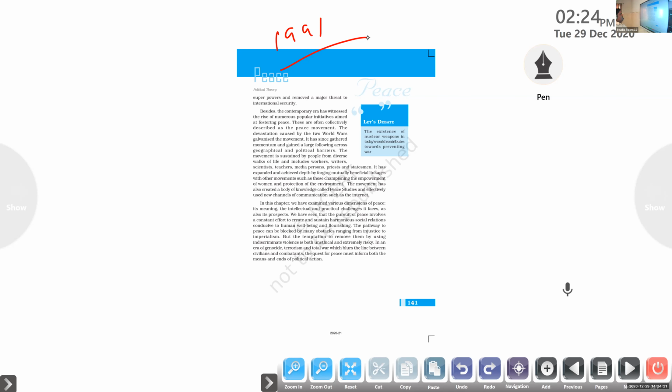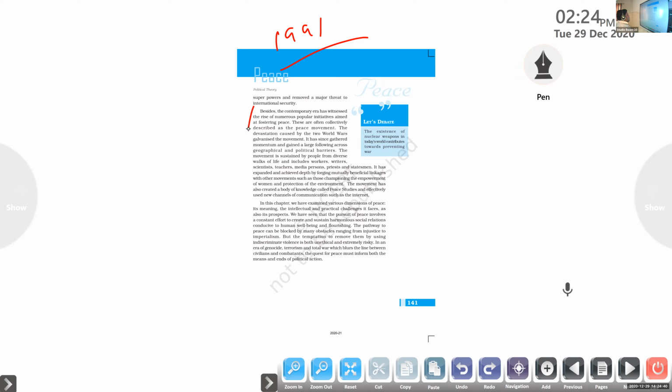Clear? Besides, the contemporary era has witnessed the rise of numerous popular initiatives aimed at fostering peace. These are often collectively described as the peace movement. A number of activities are there today. We are able to find all these activities or movements towards establishing peace. So these movements are called the peace movements.